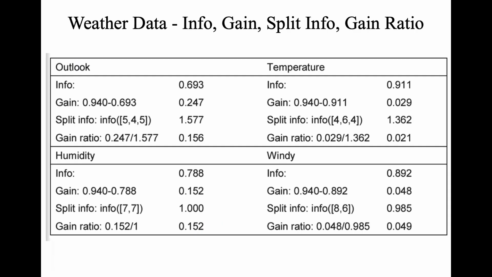So for your practice at home, I highly recommend that you do the same calculation for all these features. So find the entropies for the outlook, temperature, humidity, and wind, find the information gain, find the split info, and also find the gain ratio, the same way that I did.